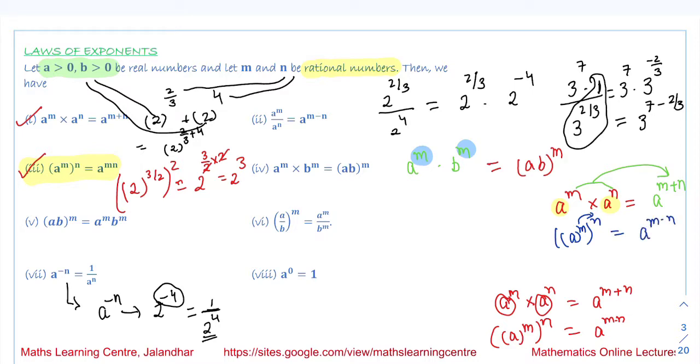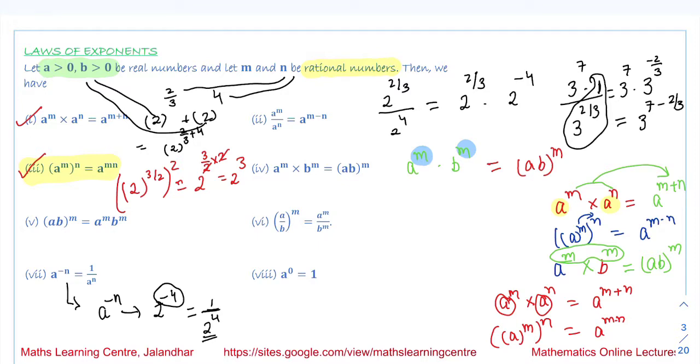And in the third case, a raised to the power m into b raised to the power m. Both these powers are the same now. So the answer we get is a b raised to the power m.